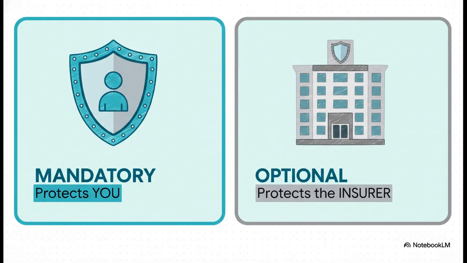And here's the best part. The NAIC model splits all those complicated rules into just two simple categories. First, you've got mandatory provisions. These are the rules that must be in your policy to protect you. And second, there are optional provisions which the insurance company may include to protect themselves. Let's start with the ones that have your back.